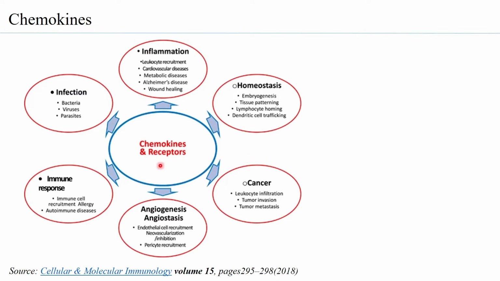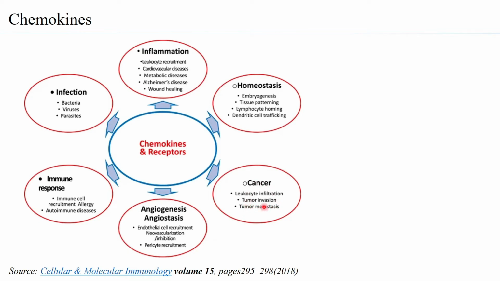Now, obviously, chemokines and receptors have been implicated in many functions, but as one can observe, the functions have a lot to do with the immune system. For example, when one talks about inflammation, chemokines and their receptors have an important role to play. In homeostasis as well, for example, lymphocyte homing and dendritic cell trafficking are taken care of by the chemokines and the receptors. They also have a role to play in cancer.